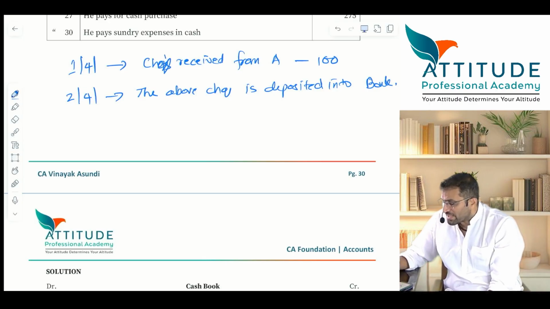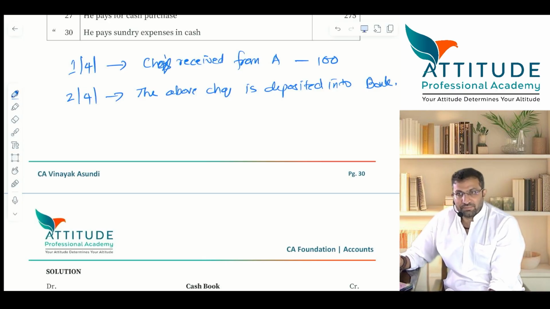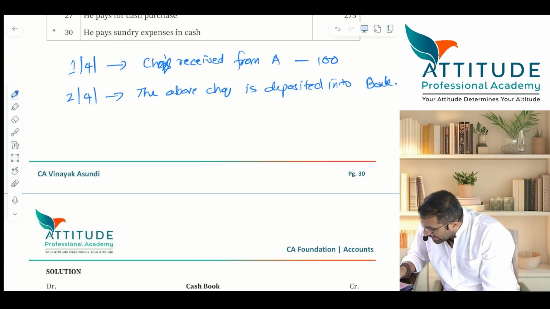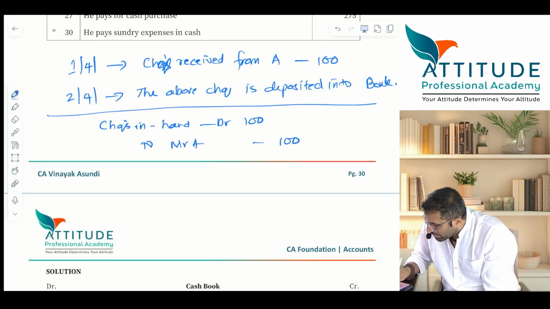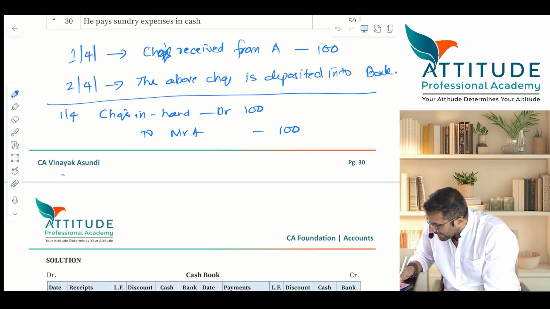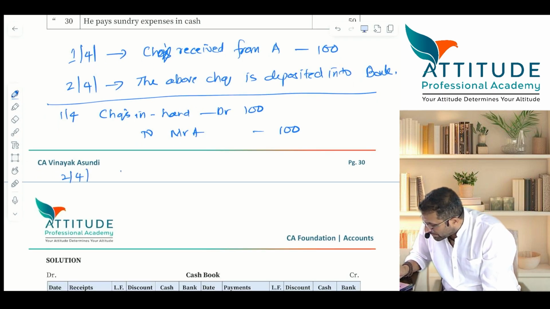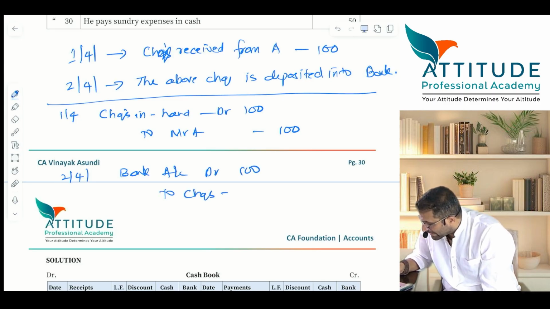Check received from Mr. A, 100. हाँ, जनरली क्या आता है? Checks in hand debit ना, 100 to Mr. A, 100. This is passed on first, correct? On second, what will you pass? Bank account debit 100 to checks in hand, 100.